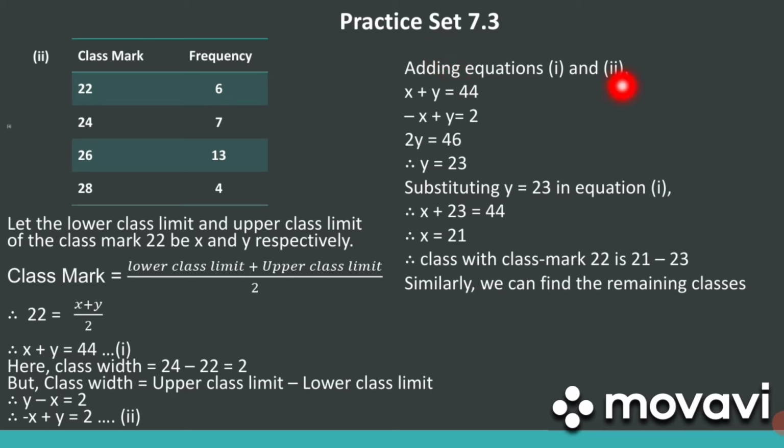Adding equations 1 and 2, we get x plus y is equal to 44 plus minus x plus y is equal to 2. On eliminating x, we get 2y is equal to 46. Therefore, y is equal to 46 upon 2, which is equal to 23. Substituting y is equal to 23 in equation 1, we get x plus 23 is equal to 44 and therefore x is equal to 21. Therefore, the class with class mark 22 is 21 to 23. Similarly, we can find the remaining classes.